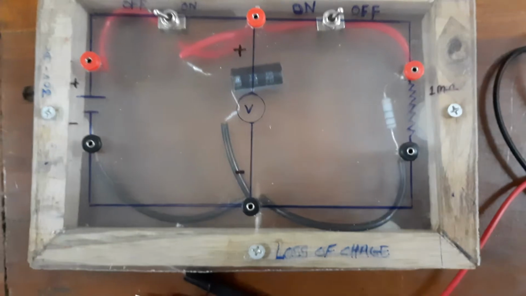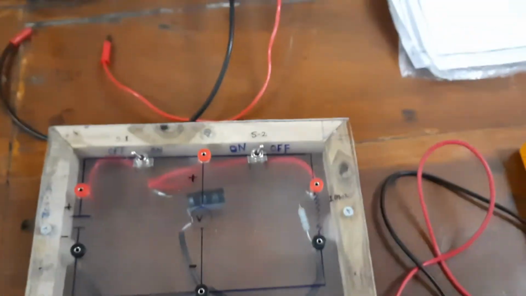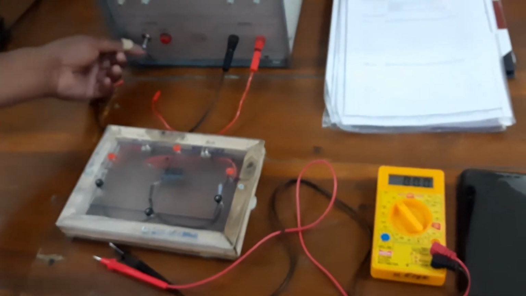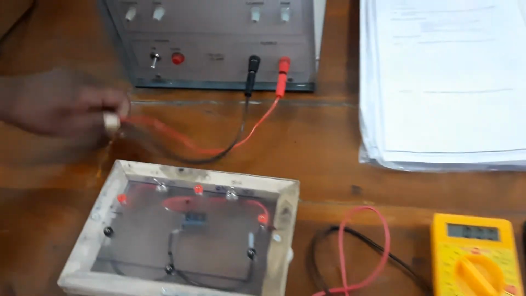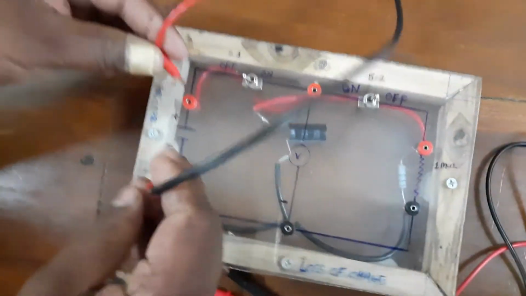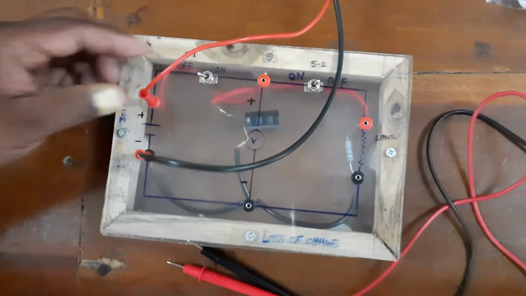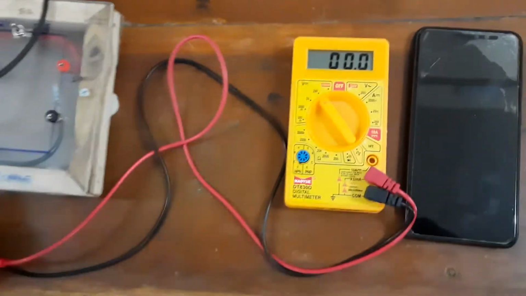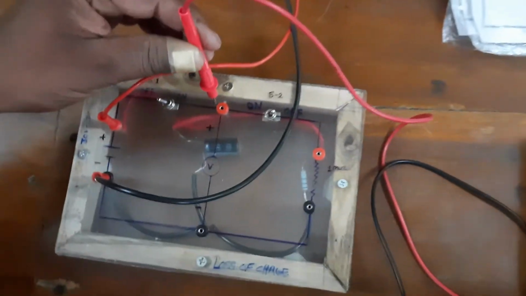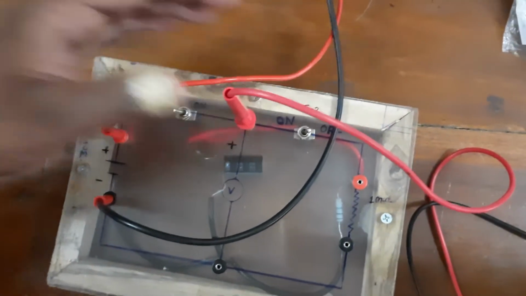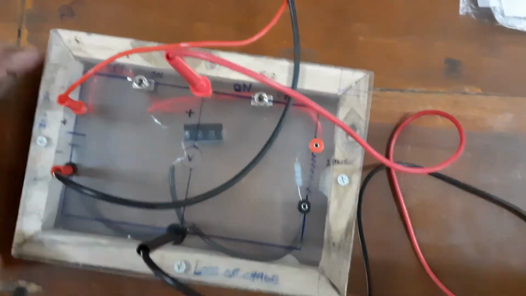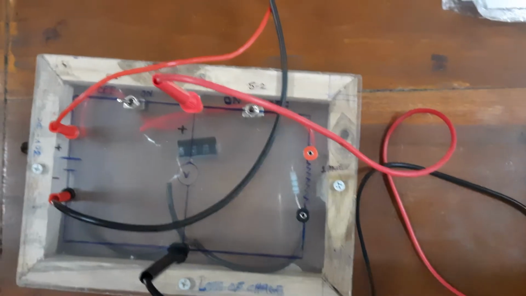So again we'll start with the connection. I will request Subhash to make the connections. So first of all, the power supply is connected across plus and minus terminal. Then a multimeter is connected across the capacitor to check the discharging voltage for every 60 seconds interval.